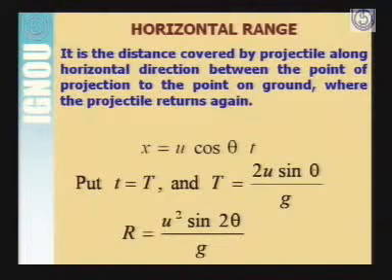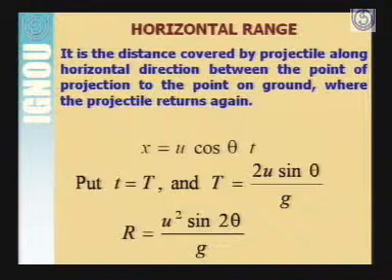So we can define range as the distance covered by the projectile along the horizontal direction between the point of projection to the point on the ground where the projectile returns again. So u cos theta into t, put t is equal to T, so we will get the expression for range, that is u square sine 2 theta by g.